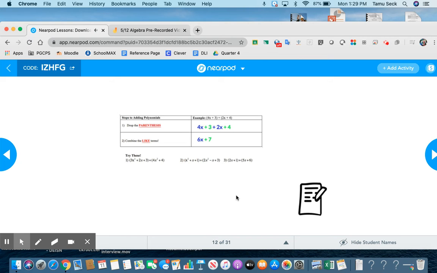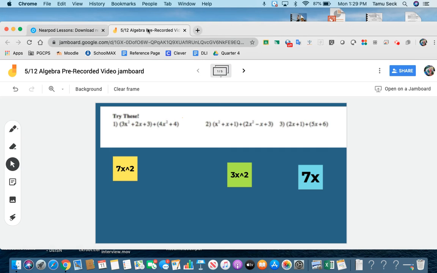Okay, let's practice adding polynomials. So here we have an example, 4x plus 3 in parentheses plus 2x plus 4 in parentheses. If we're just adding them, we can drop the parentheses. And then we're going to combine like terms. The coefficients, 4x plus 2x, 4 plus 2 is 6, so 6x. And the constants, 3 plus 4 is 7. Let's practice. I'm going to do the first one, and I'd like you to pause the video and do the second and third one before I go over the answer.